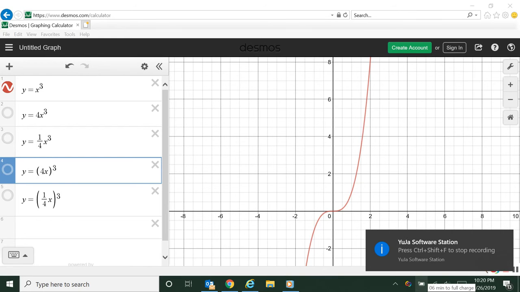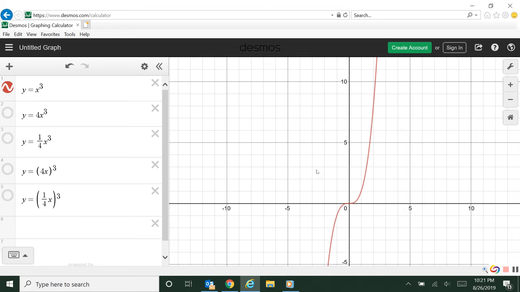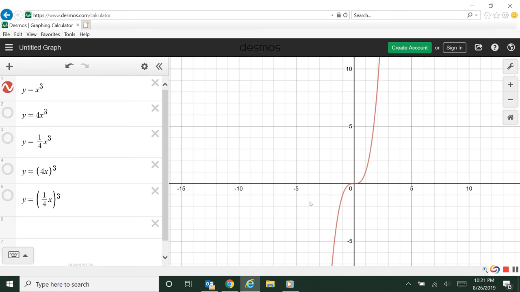to talk about stretching and shrinking. So you can see here I have the cubic function y equals x the third up here, just so that we have a base graph to work with here. And then we're going to talk about what each one of them does.